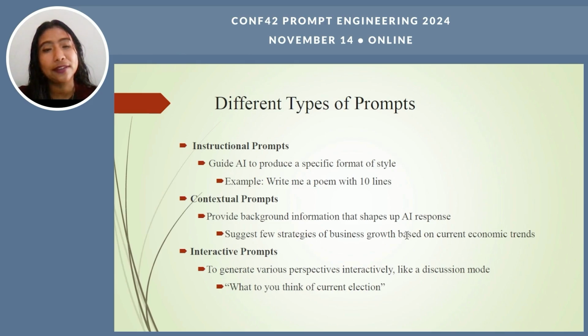Next is the interactive prompt. To generate various perspectives interactively, we can talk to the AI like a human in a discussion mode. For example, about the current election: what do you think of the current election? Who will win? What is the possibility of winning? We can keep asking questions and it can keep answering, so it will give multiple responses. These are the three different types of prompts: instructional prompts, contextual prompts, and interactive prompts.